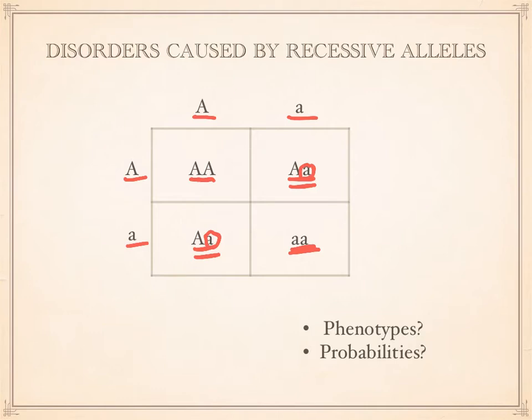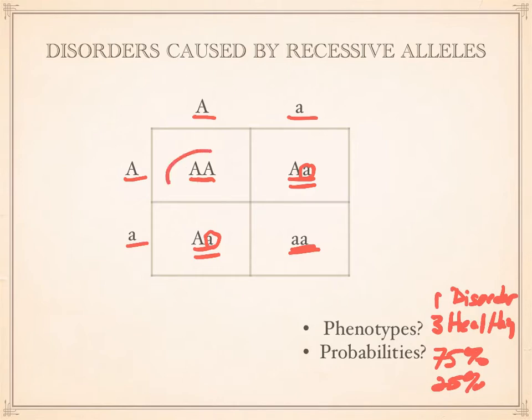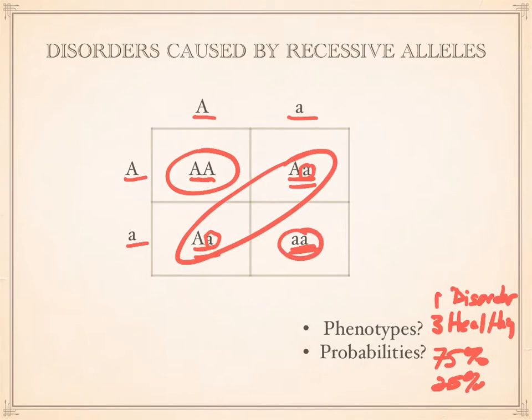So the phenotypes would be three healthy and one with the disorder. Probabilities are 75% healthy and 25% that have the disorder. But with this, you also need to factor in that we have one healthy, two that are healthy but are carriers, and one that has the disease.